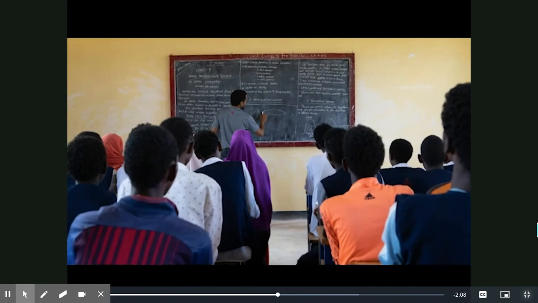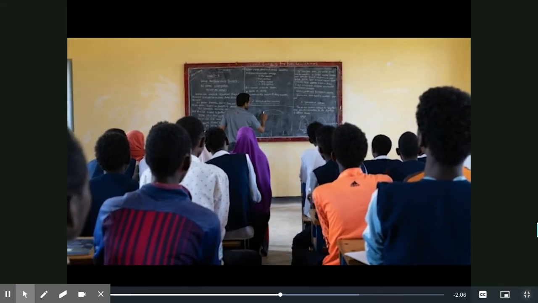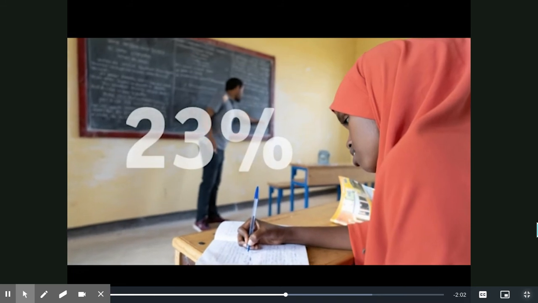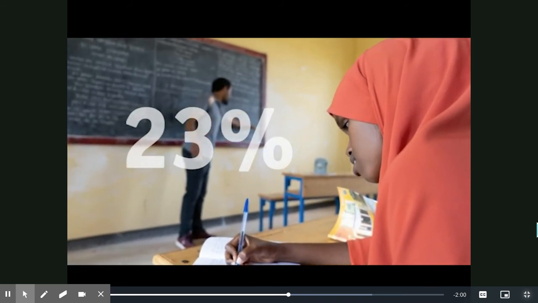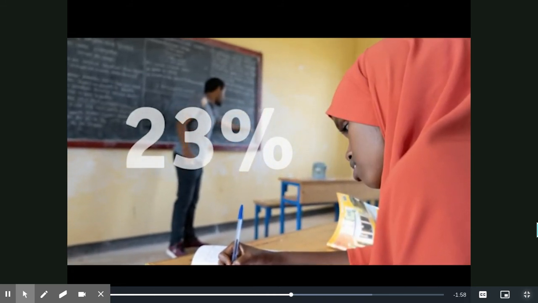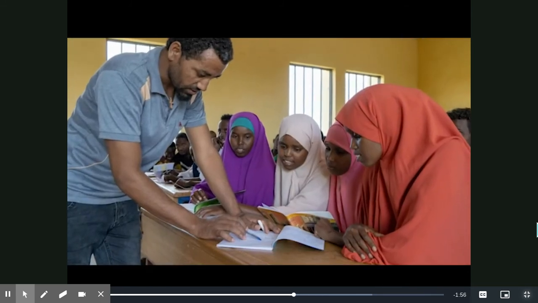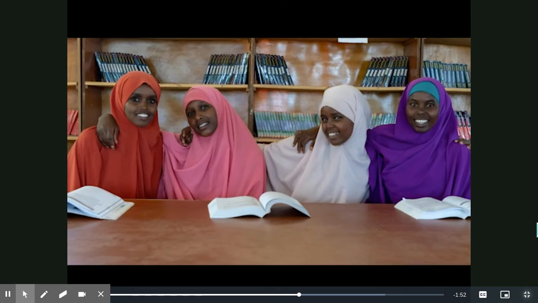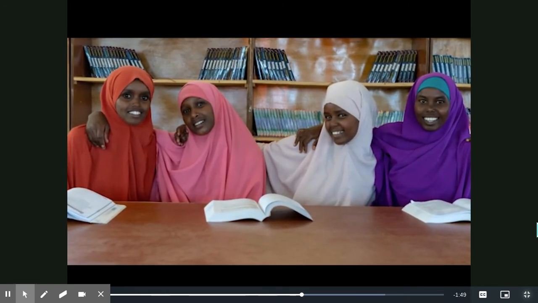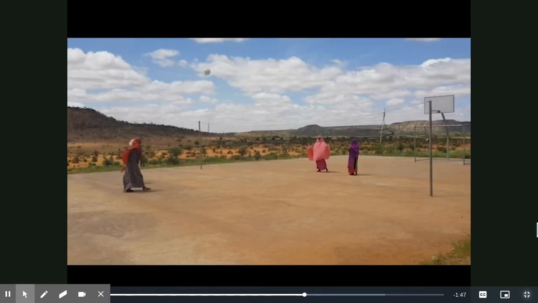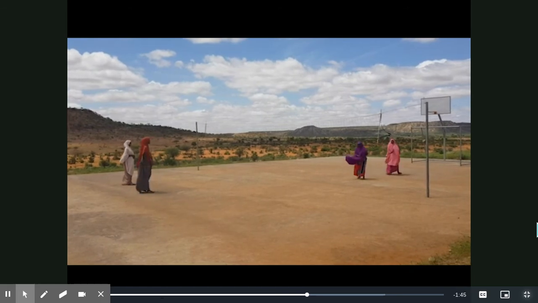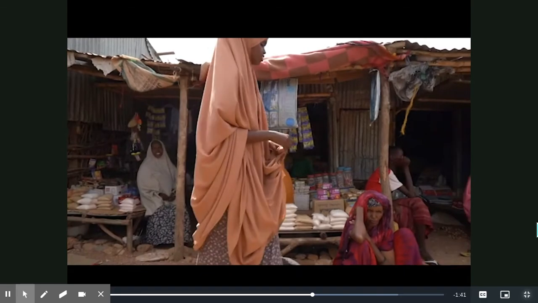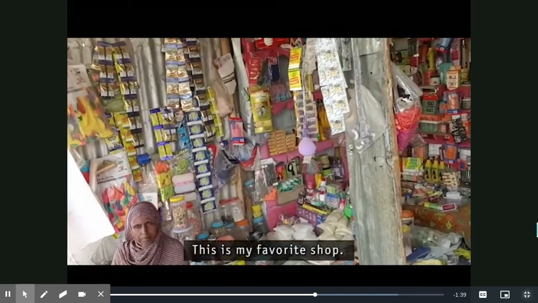For many refugee children, education is one of their hardest won assets. Only 23% of adolescent refugees are enrolled in school. Kobe School isn't just helping Bilan learn. She's made friends here too. In their free time, she and her friends like to play volleyball together or go to their favorite shops at the camp's market. This is my favorite shop.